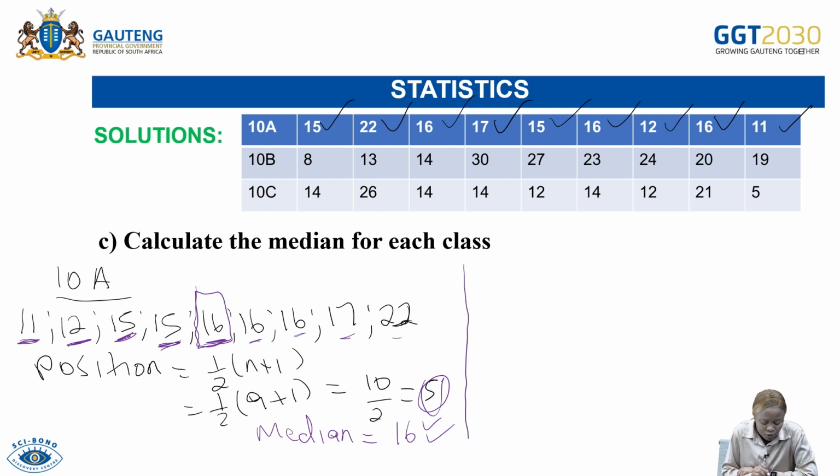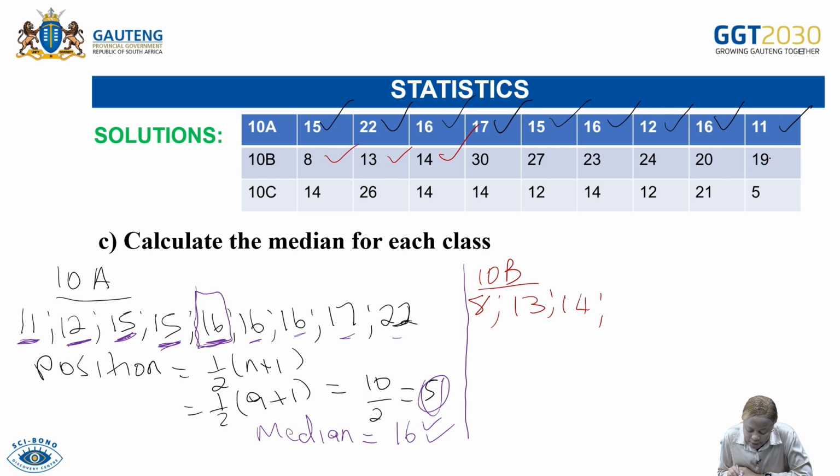Okay. Let's move to class B. Class B, first things first, we need to arrange our data set in ascending order. So I can see there's 8. 8 is the smallest one. Do I have a 9? No. A 10? No. 11? No. 12? No. 13? Yes. And then I have a 14. Yes. And then 15? No, I don't have a 15. I can see 19, and then there's a 20, and then there's 23, and then 24, and then 27, and then 30.